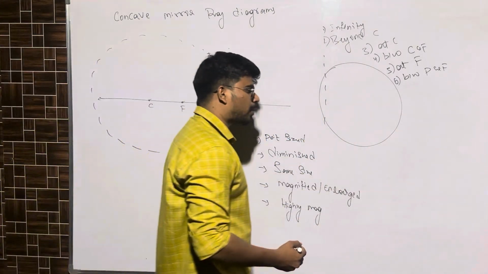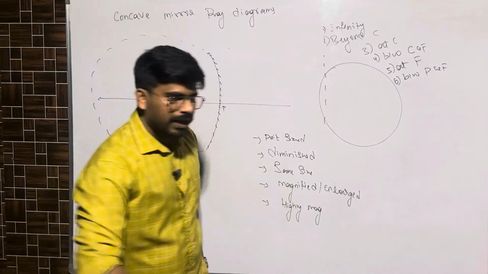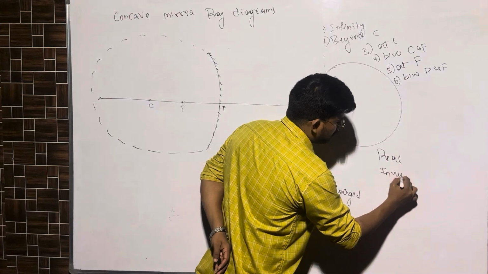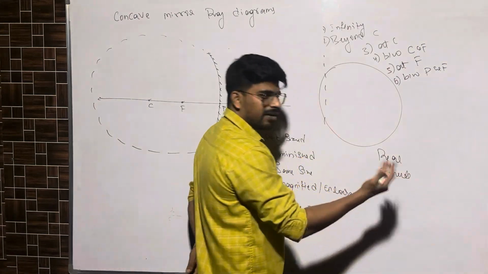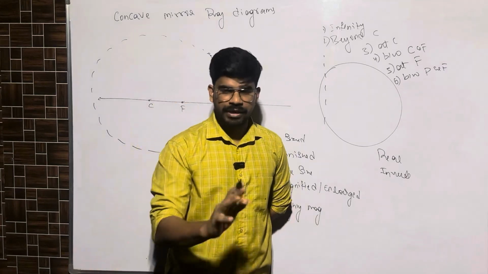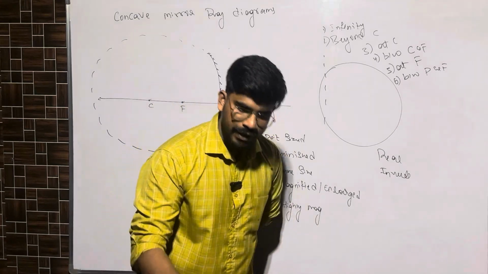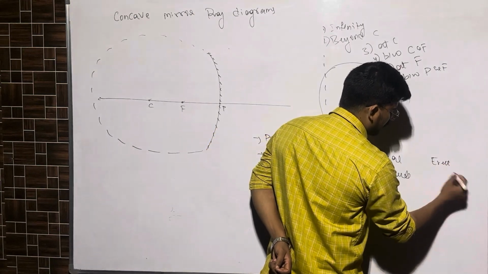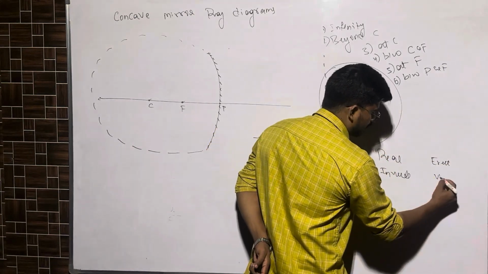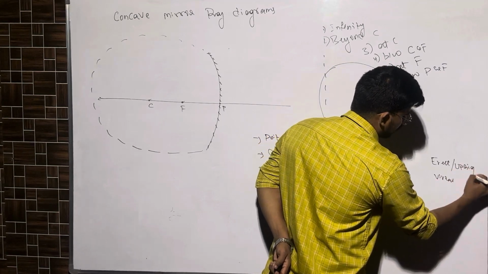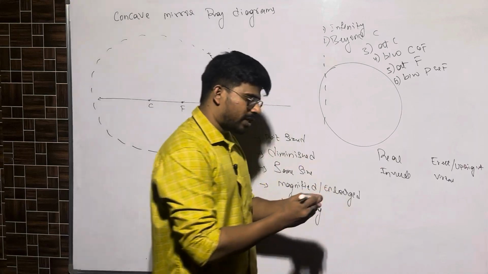Next, some more points we have to discuss. First of all, real and inverted. Both go hand in hand. Whenever the image is real, it is automatically inverted. Whenever the image is inverted, it is automatically real. Next, erect and virtual. Erect is also known as upright. So what is real, what is inverted?